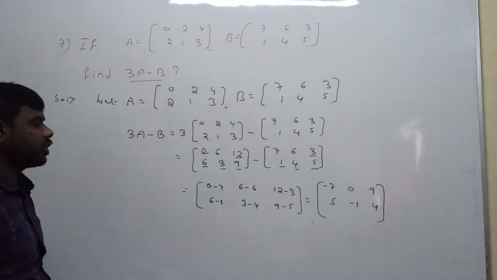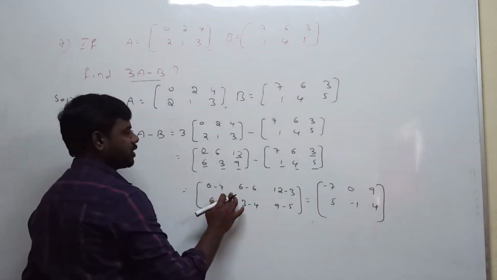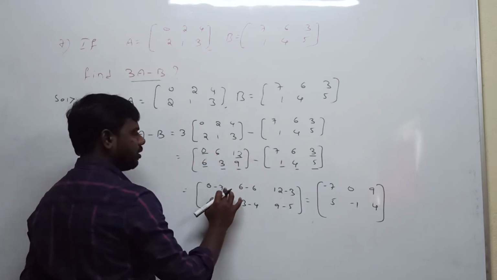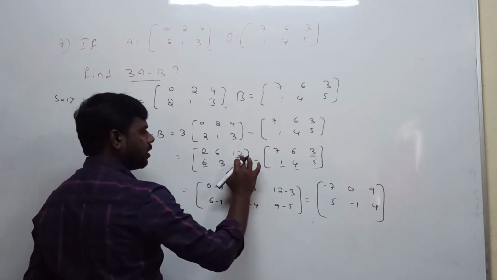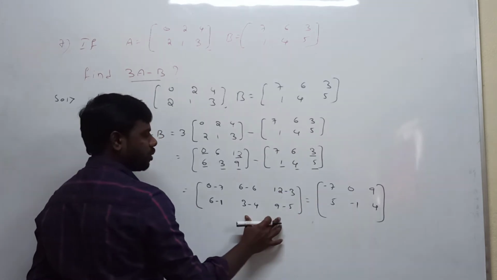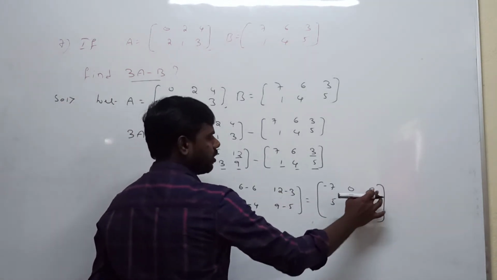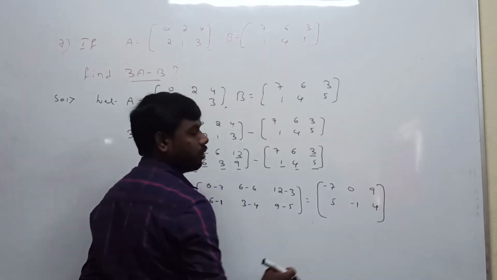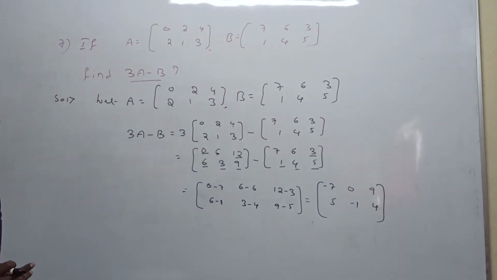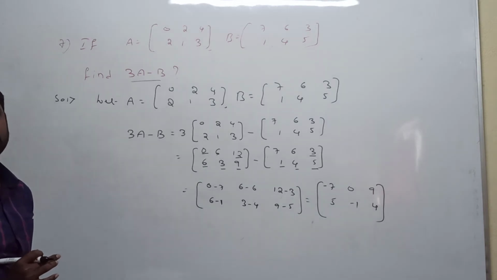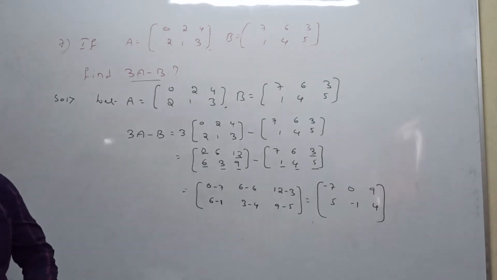After that, we are subtracting the corresponding elements: first element minus first element, second element minus second element, third element minus third element. Finally we get the answer: minus 7, 0, 9, 5, minus 1, 4. So everyone understood how to subtract two matrices. Like this only we have to do all the questions.